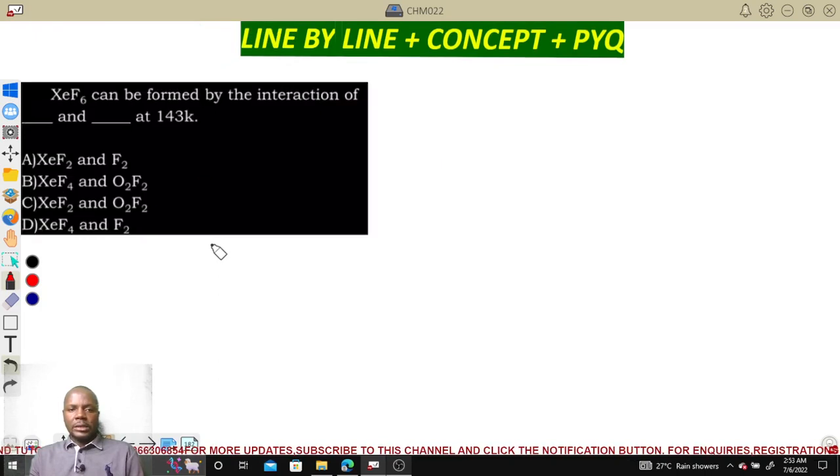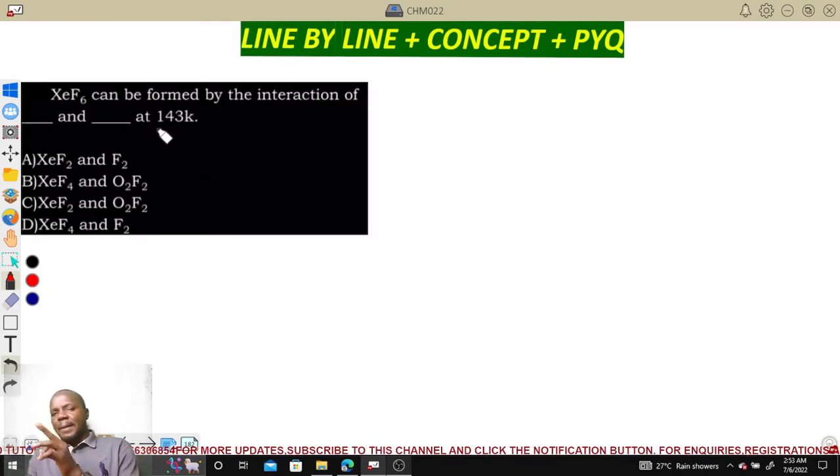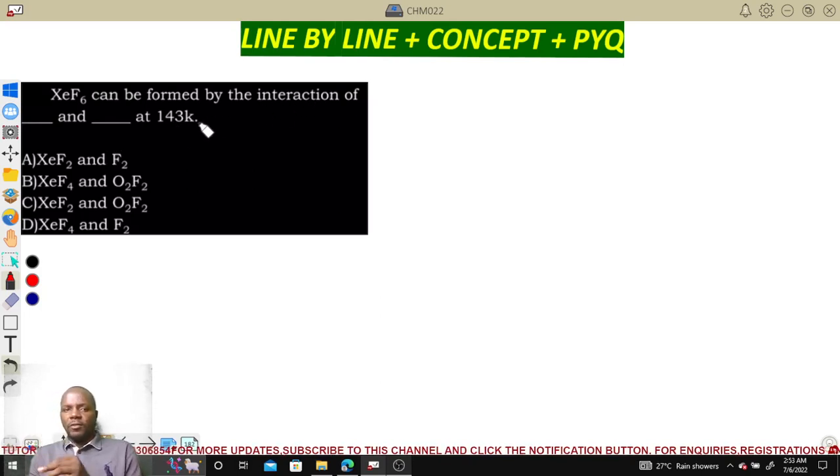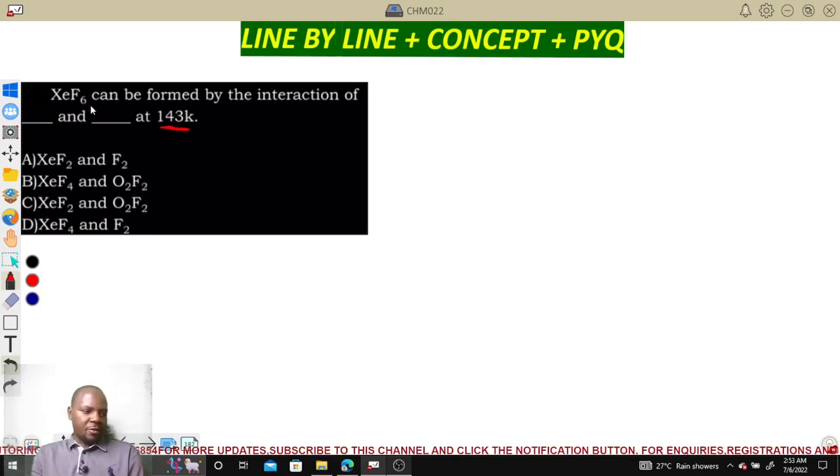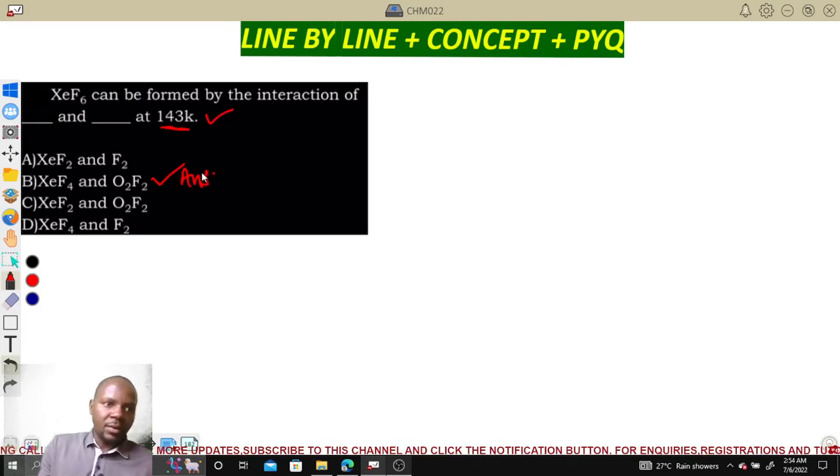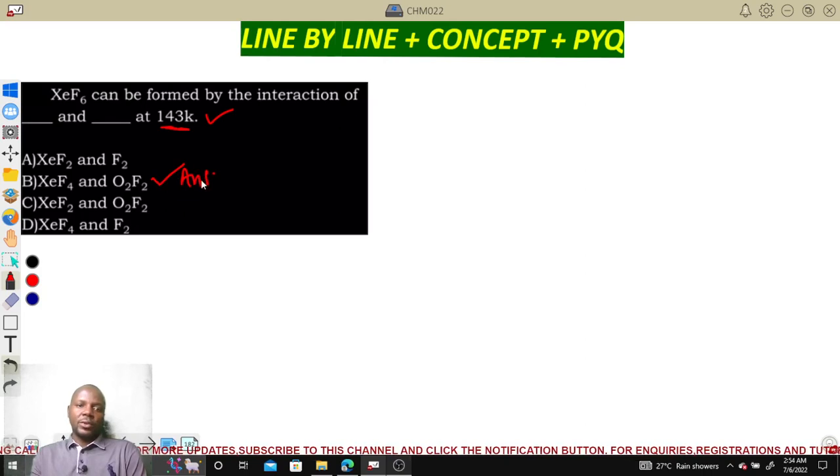So, to the next one. The next question is: XeF6 can be formed by interaction of dash and dash. We've talked about this at this temperature. So I talked about another way in which XeF6 can be formed. I said it can be formed from XeF4 plus O2F2. Do you remember that? I hope you still remember that. That is another way, 143. I've talked about this in concept explanation, and I think that should not be a problem. That is very simple, and that is the right answer to that.